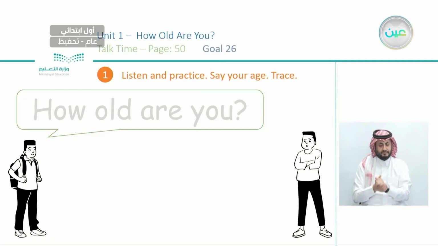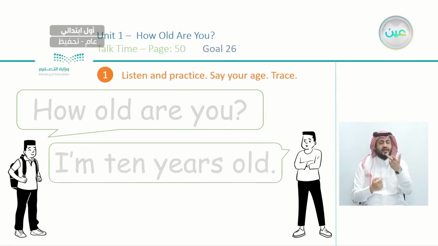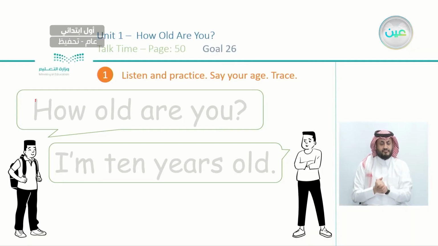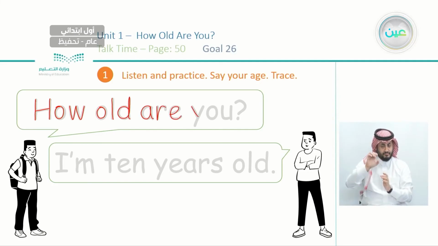Okay, now we have 2 people here. And the first one says what? How old are you? The second person says what? I am 10 years old. Excellent. Okay, now let's trace. So let's start with H, capital H, like this. O, W, old, O-L-D, R. Okay, then we have U like this, Y, O, U, and a question mark like this.